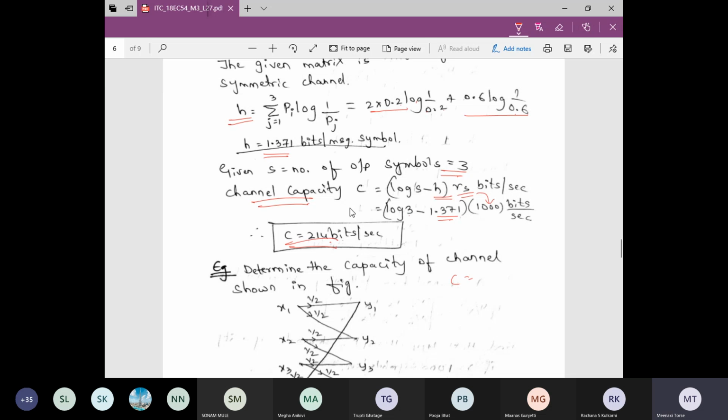So if you just write C equals log of S minus H, it indicates that by default the symbol rate is 1 symbol per second. But in the second example we solved, the symbol rate is 1000. So 1000 into log of S minus H gives us channel capacity as 214 bits per second.